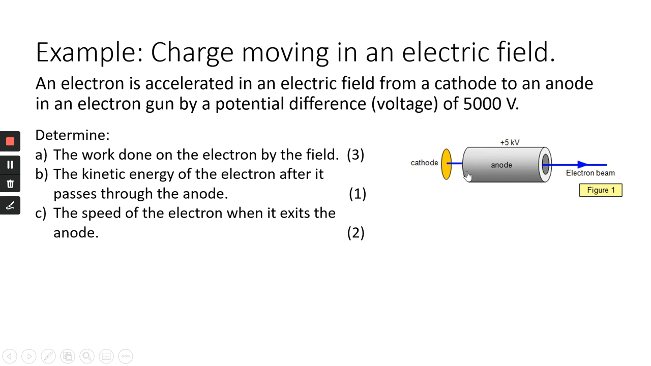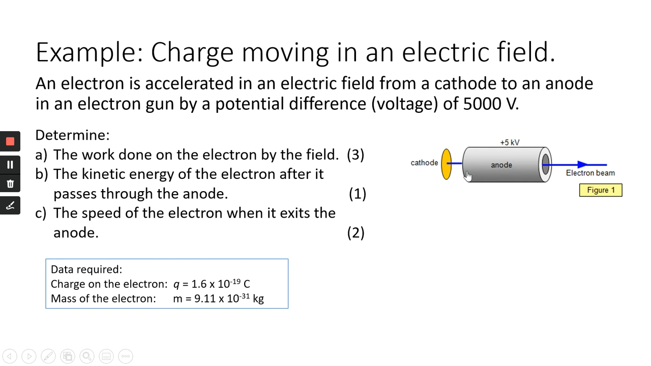So let's have a look at the questions. We've been asked to determine A, the work done on the electron by the field, B, the kinetic energy of the electron after it passes through the anode, and C, the speed of the electron when it exits the anode. We're given some data there. First of all, A: the work done by the field is equal to the charge on the electron times the voltage. I'll let you substitute in the numbers yourself, but it's 1.6 times 10 to the minus 19 multiplied by 5,000. And that comes out at 8 times 10 to the minus 16 joules.